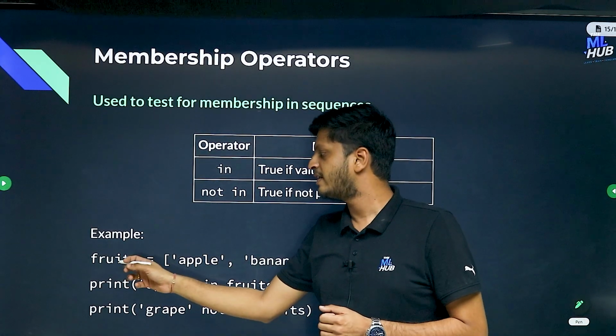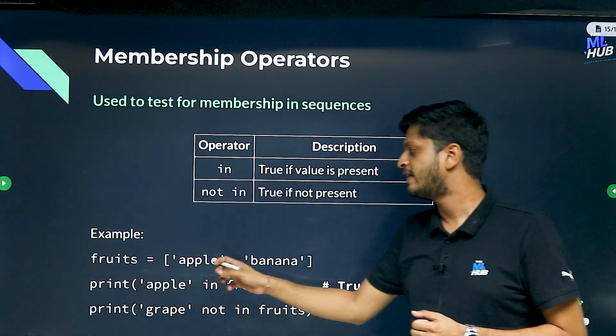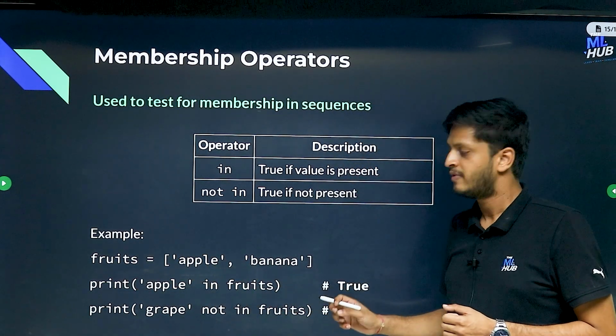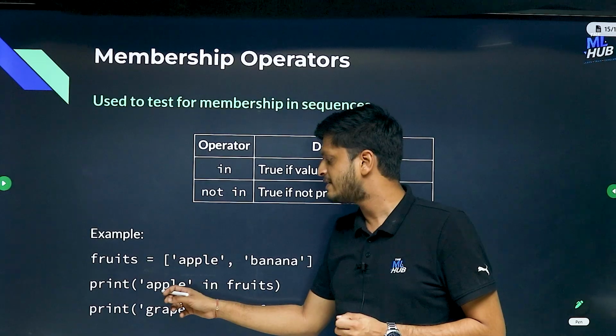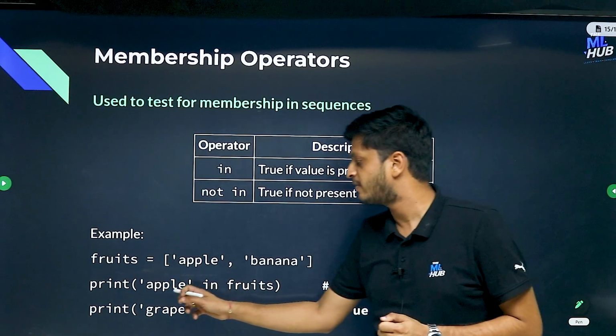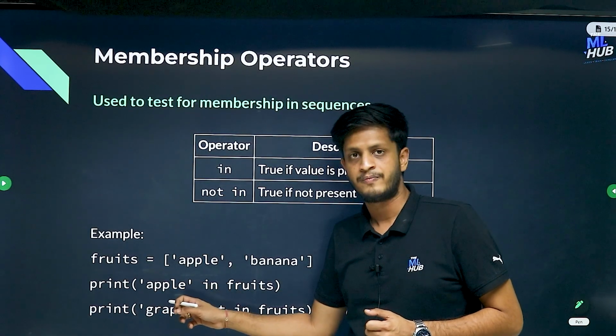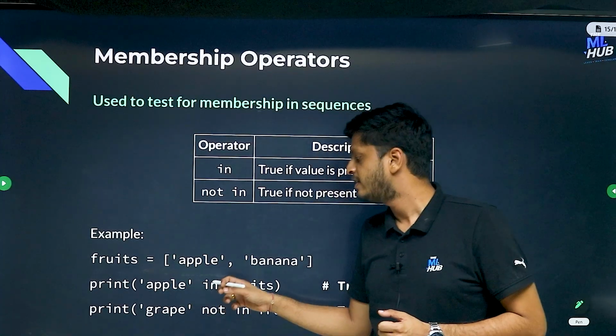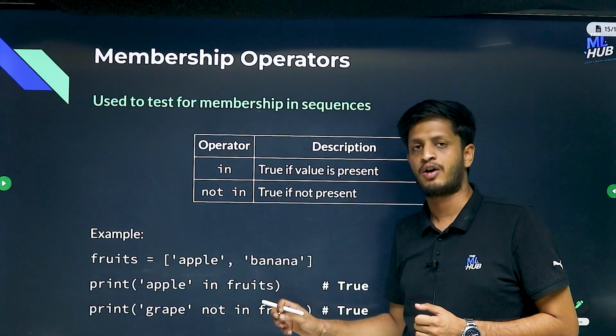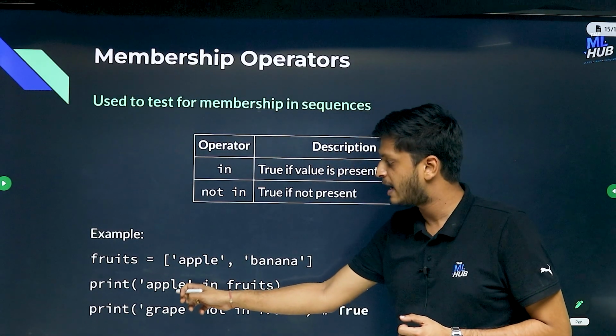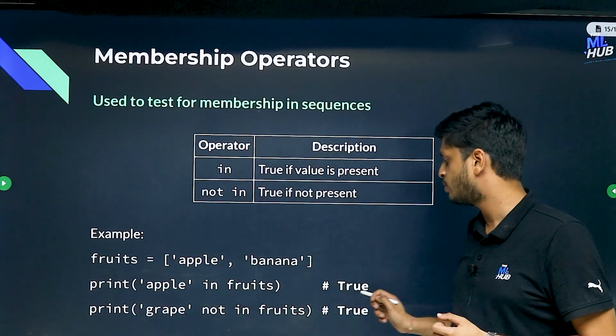So let us say you created a list called fruits, and it contains the values apple and banana. You can just ask, is apple in fruits? So we are just checking whether the string apple is present in the list fruits or not. Since this particular string apple is present in this list, this will give you true.